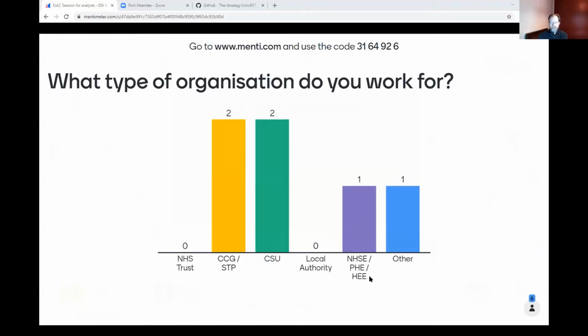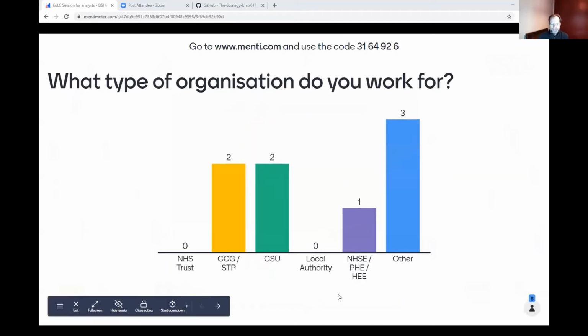Hoping now you can see that screen. Quite a few people have already found it. That's good, entering the organisation that they work for. So we've got a few people from CSUs and from CCGs or STPs, one person from NHS England, and quite a lot of people from other types of organisations. I see we've got at least one person from university, and I think we've got Neil Pettinger on the line as well. I think he's from a private organisation. Welcome, Neil.